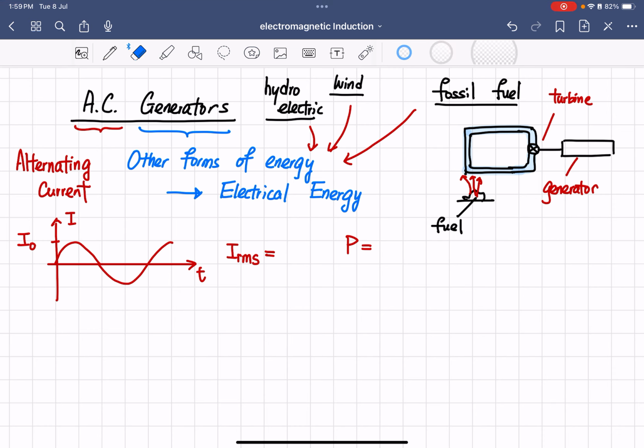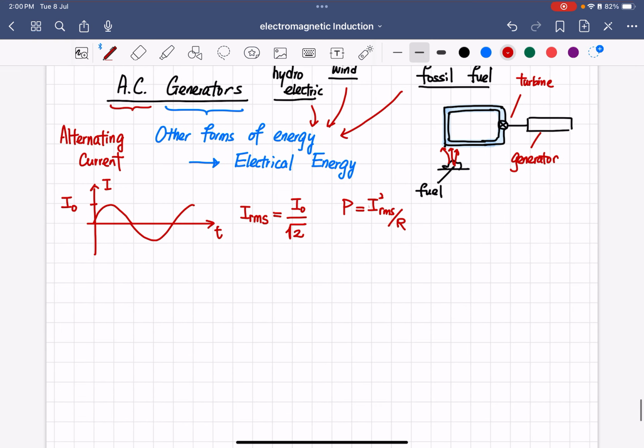For example, we say P equals I squared R. So for the case of alternating currents, which current should we use? Then we need to use the root mean square value of the current, and the root mean square value of the current is given by I₀ over square root 2. Anyway, this is what we expect to learn in the AC generator. So the outcome will be an alternating current, and the outcome is to produce electrical energy.